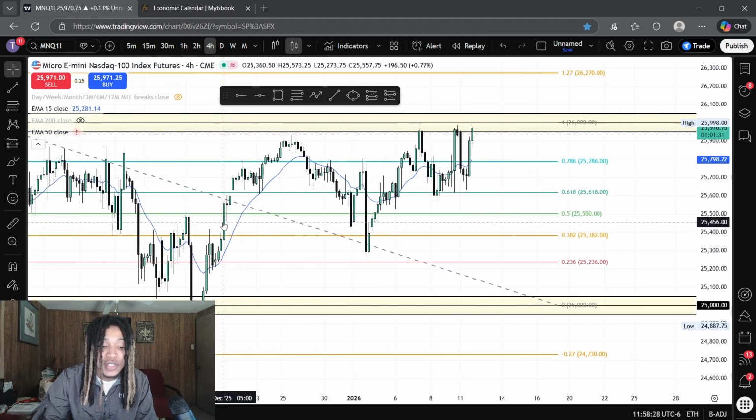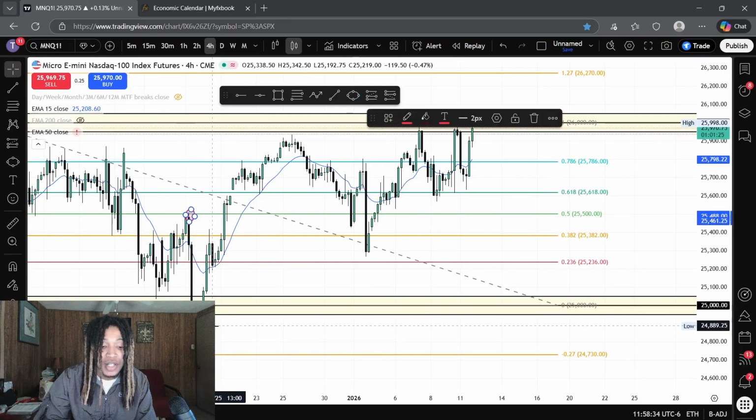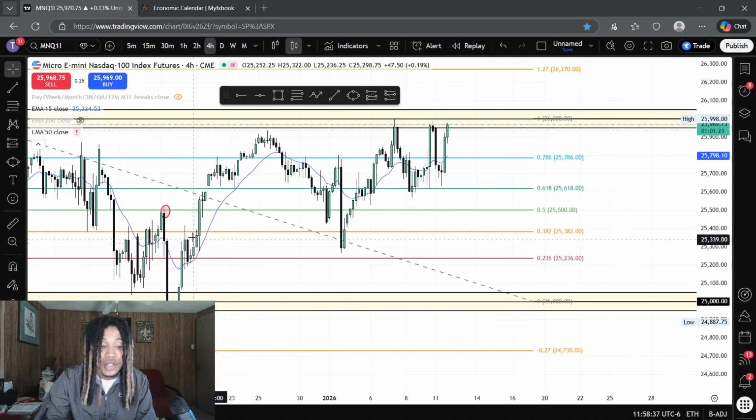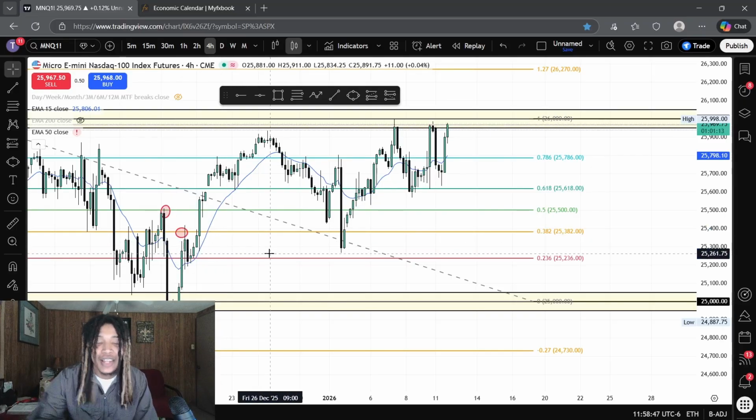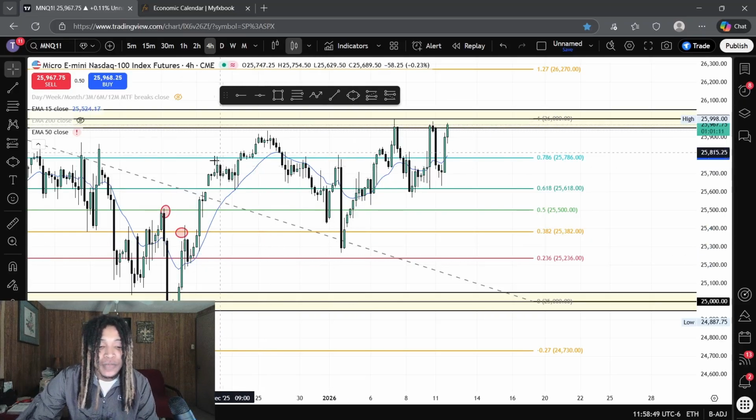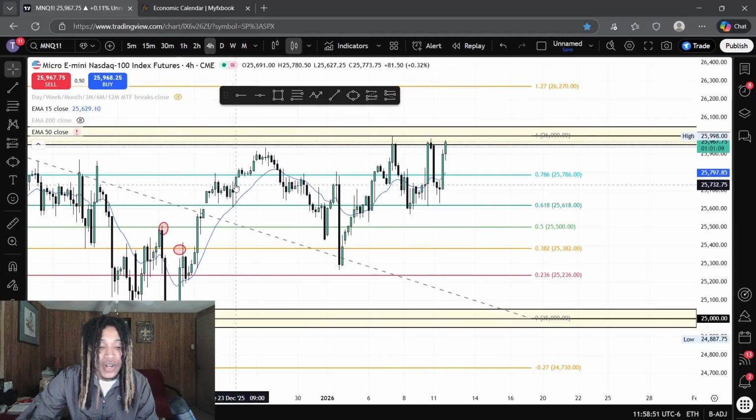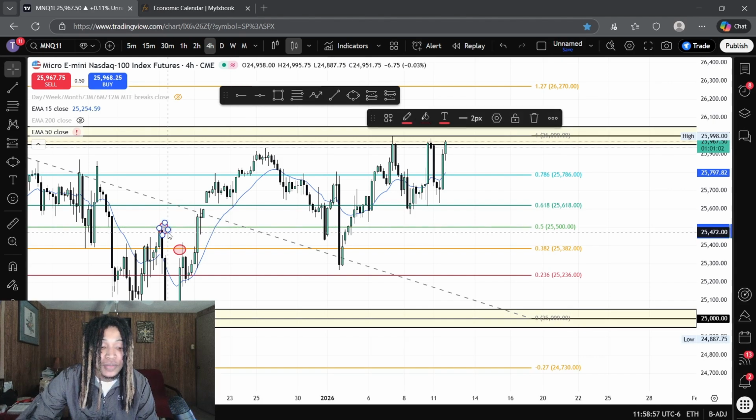And as you can see, it tapped here on this fib level at the 25,000, dropped down, then went up to this fib level, to the 38.2. It's cool. See right here, it made a head and shoulders off of the 786 level.